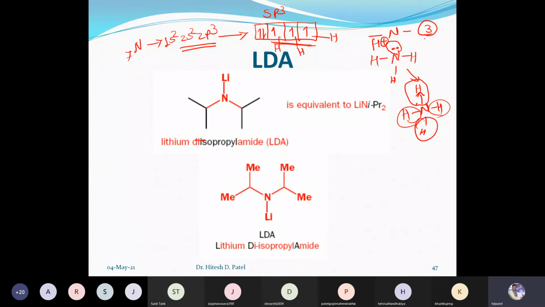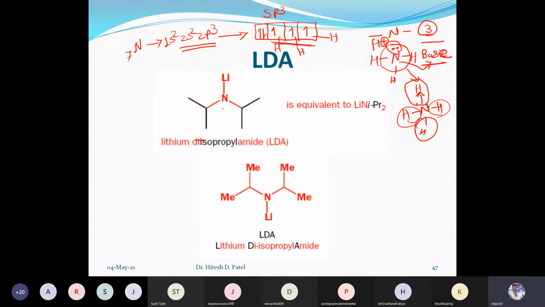But as per the hybridization, nitrogen has valency 3, and as per the octet rule, nitrogen has 8 electrons in its surrounding. That's why ammonia is a stable compound. But nitrogen can donate its electrons to a proton, so we call this nitrogen basic in nature. It's a base.